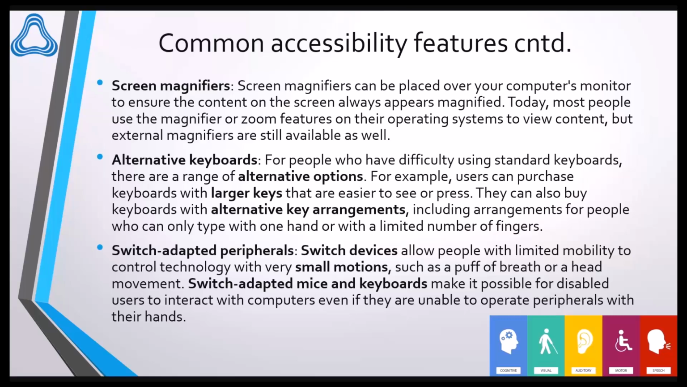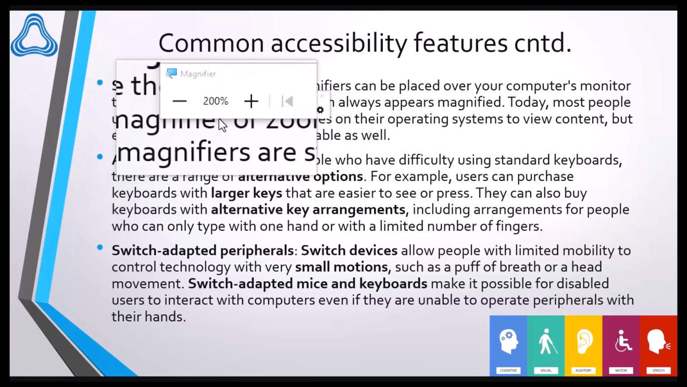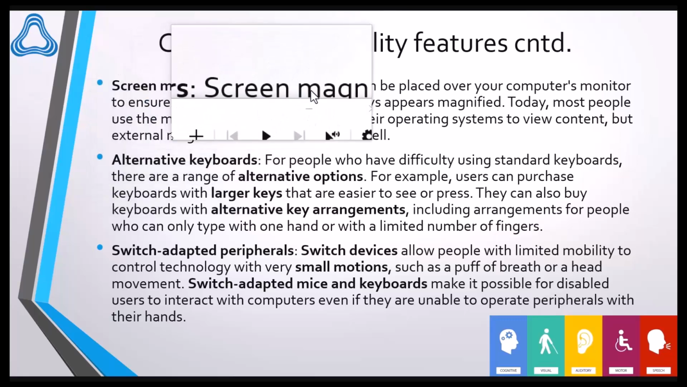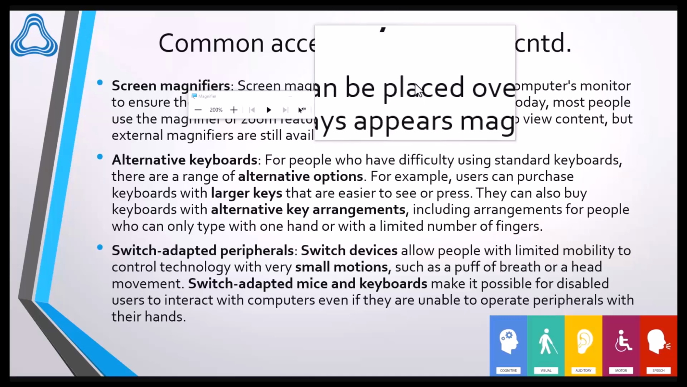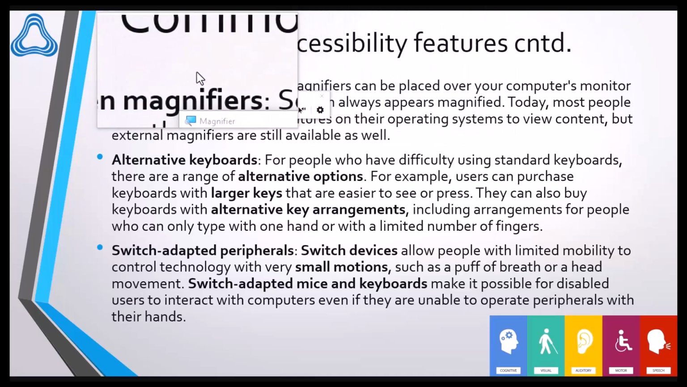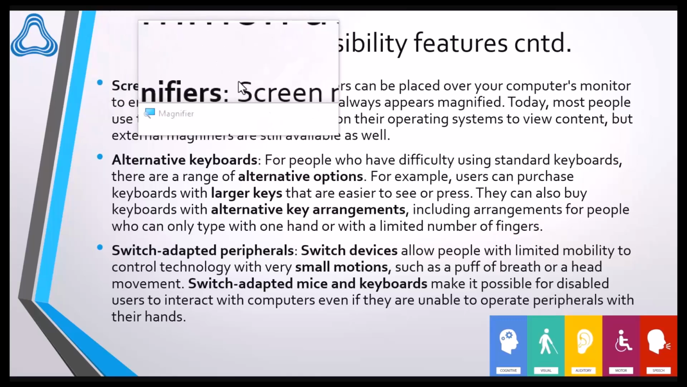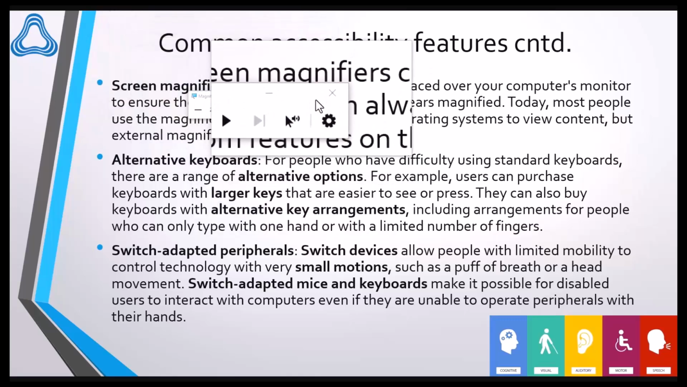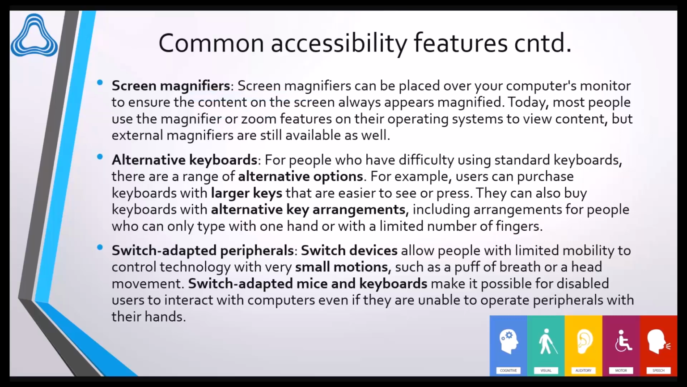You can just give me one moment. Okay. Now you can see this is what we're calling the magnifier. And you can see now the area where I'm hovering my mouse, you're able to see the text has been magnified. Okay. So that is how the magnifier works.